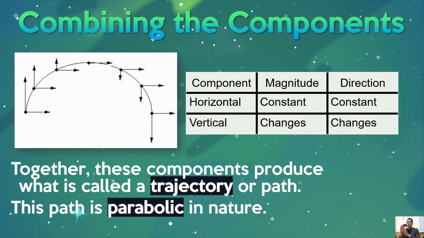Together, if we combine the x and y components of this projectile, it will produce a certain path, and that path we call the trajectory. This path will be parabolic in nature as a result of the interactions between the x and y components.